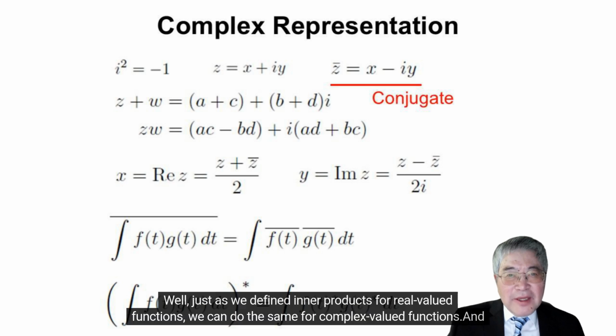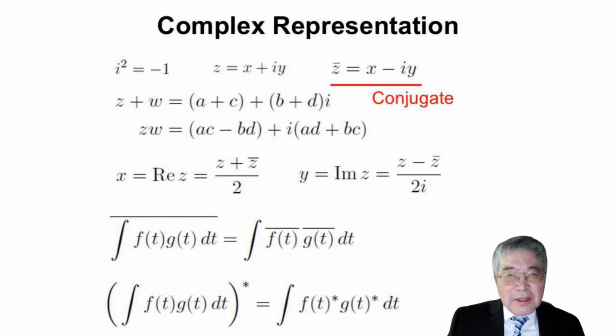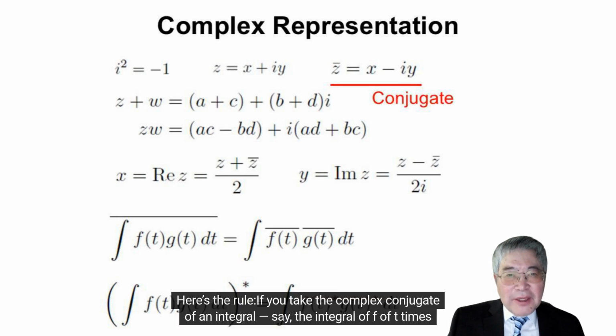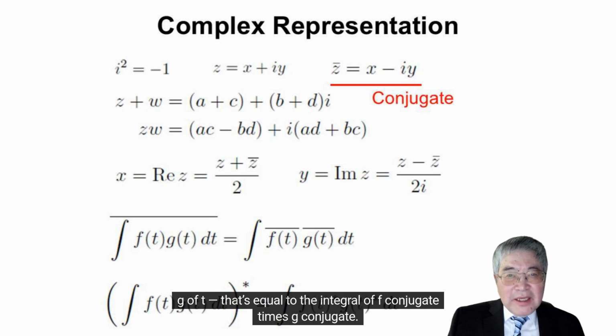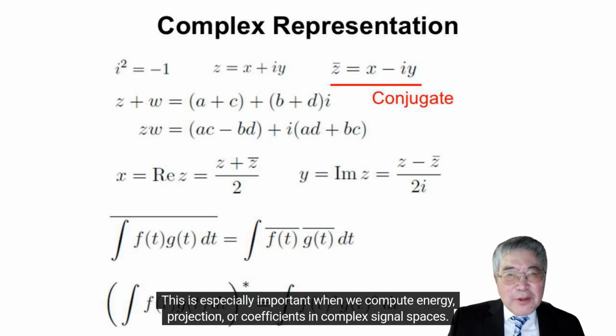Well, just as we defined inner products for real valued functions, we can do the same for complex valued functions. And when we do, we often need to deal with conjugates inside integrals. Here's the rule. If you take the complex conjugate of an integral, say the integral of f of t times g of t, that's equal to the integral of f conjugate times g conjugate. This is especially important when we compute energy projection or coefficients in complex signal spaces.